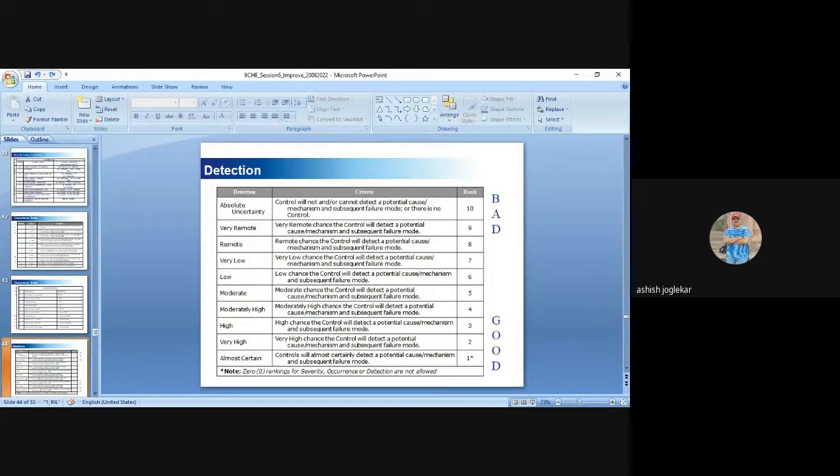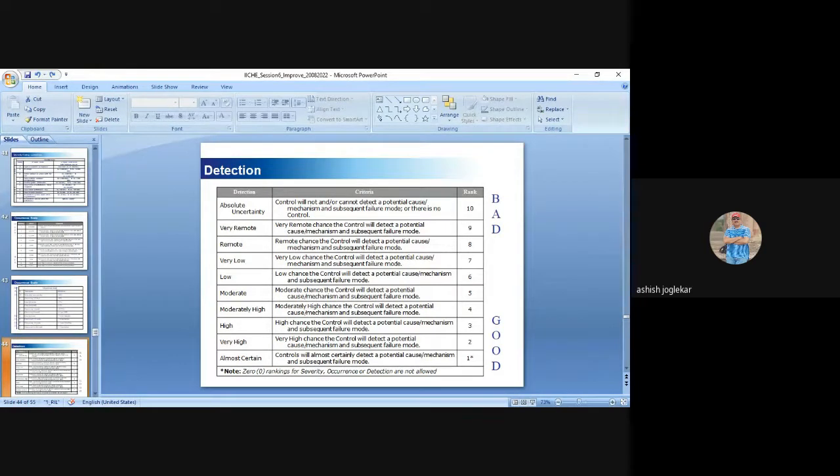Or if you are not able to detect the failure mode until after the failure happens, and only then you come to know that there is a problem, it's a very low detection. So when there is a low detection, your detection rating is going to be high, that is 10, because detection is low. Low detection means the failure is certainly going to happen before I come to know. That is called a low detection.